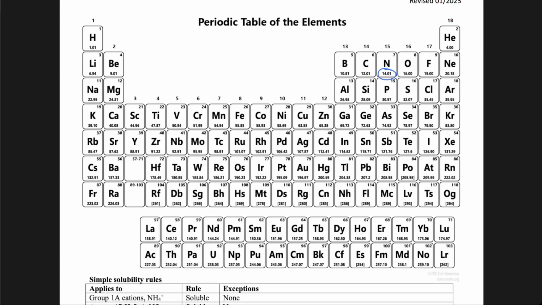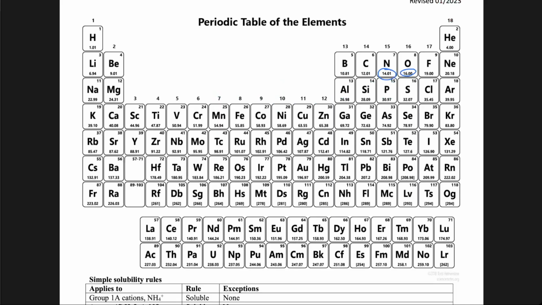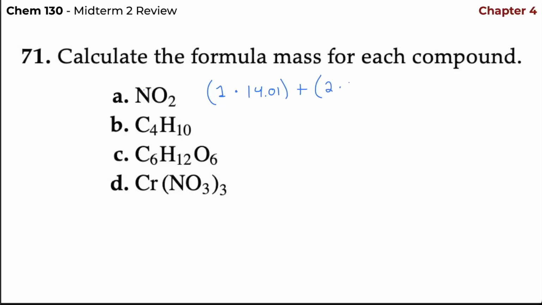The atomic mass of N is 14.01, right? And then we add on 2 times the atomic mass of oxygen. What is the mass of oxygen? 16. So 2 times 16, right? And this is equal to 46.01 AMU. And that's our answer.